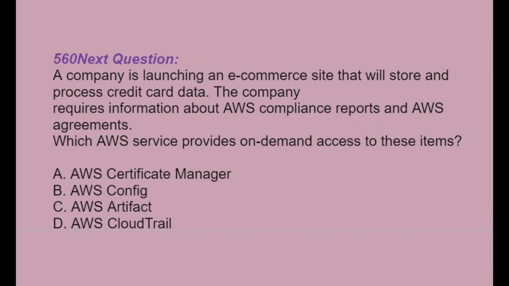Question is, a company is launching an e-commerce site that will store and process credit card data. The company requires information about AWS compliance reports and AWS agreements. Which AWS service provides on-demand access to these items? Option A, AWS Certificate Manager. Option B, AWS Config. Option C, AWS Artifact. Option D, AWS CloudTrail. Correct answer is option C.